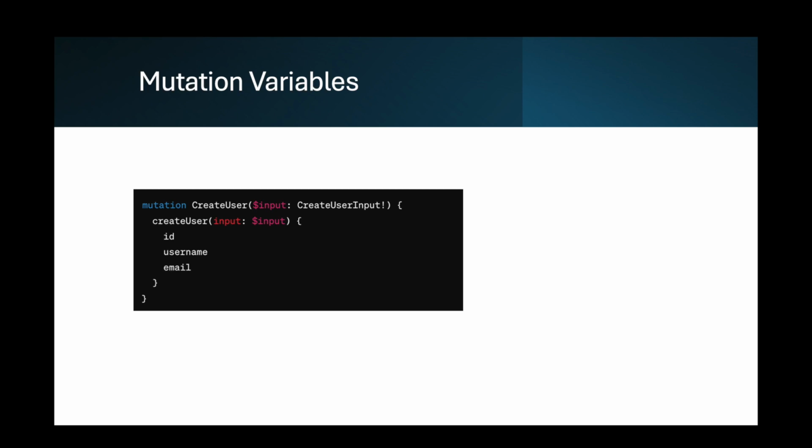This allows clients to parameterize mutations and make them reusable across different contexts. For example, a mutation with variables might look something like this, where you have mutation createUser, and you're creating the variable input, where you're getting the CreateUserInput, and inside createUser, you have the input variable assigned to input, and it returns back ID, user, and email. So in this mutation, the $input variable represents an object containing the data required to create a new user. The client can provide the value for this variable while executing the mutation.